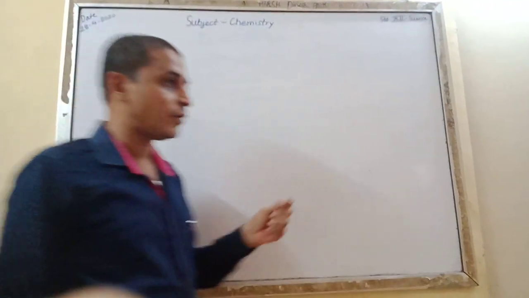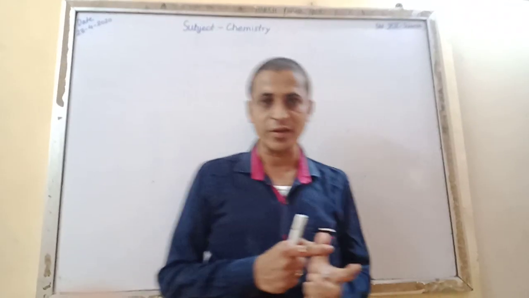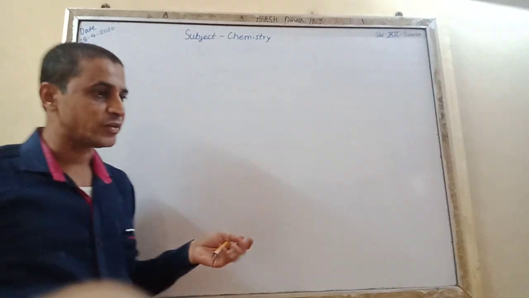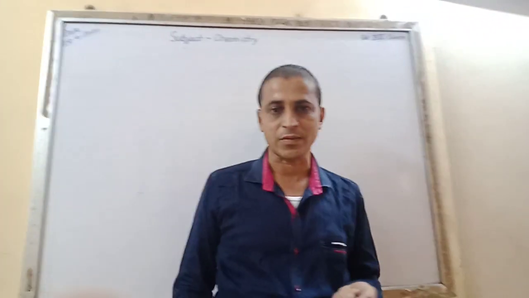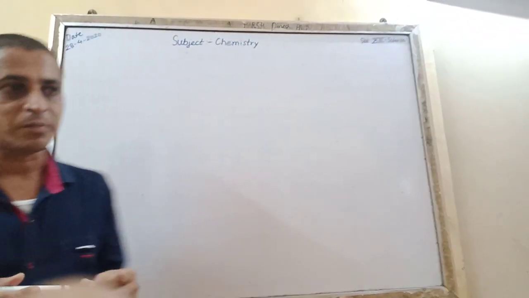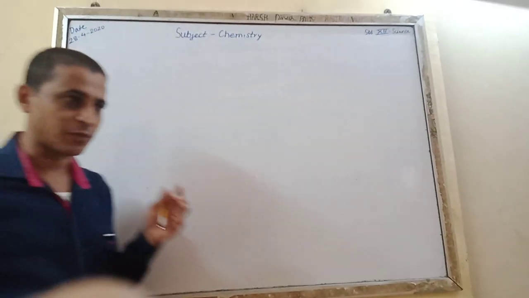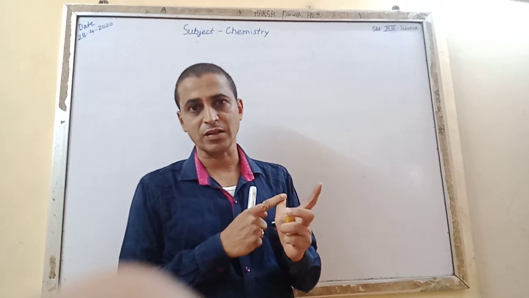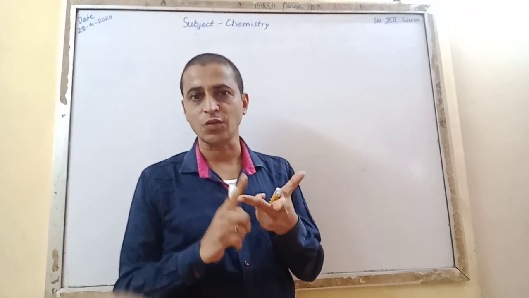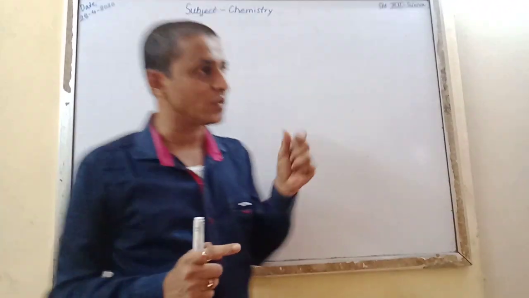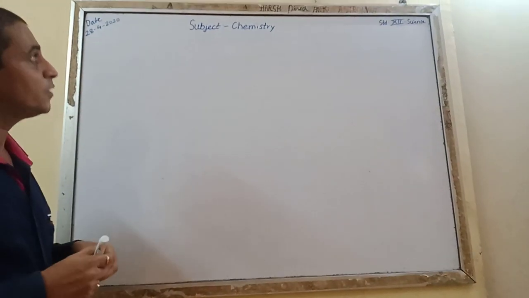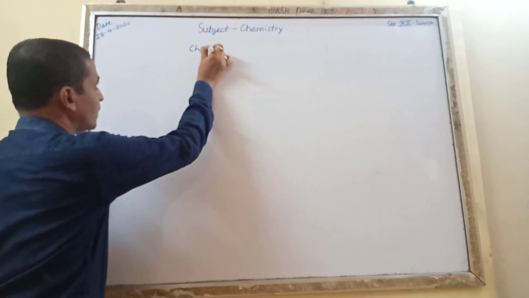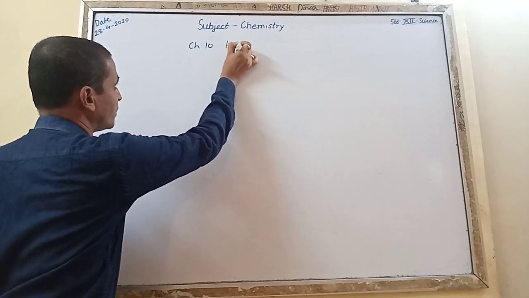You know that we are familiar with many things like toothpaste, jam, jellies, etc. They are related with what? The part of organic chemistry. And you know that organic chemistry plays an important role in our day-to-day life. Chemistry is divided into three parts: physical chemistry, organic chemistry, and inorganic chemistry. Today we are going to study organic chemistry, first chapter, chapter number 10, that is halogen derivatives.